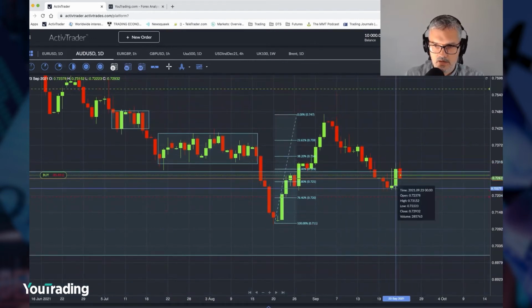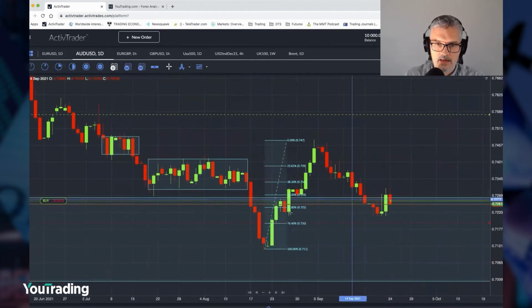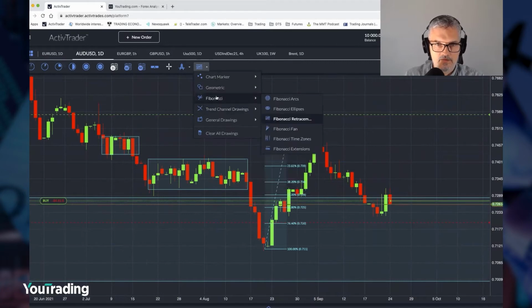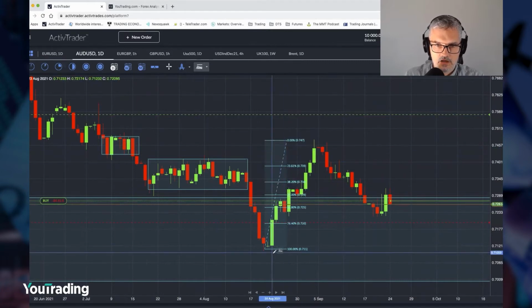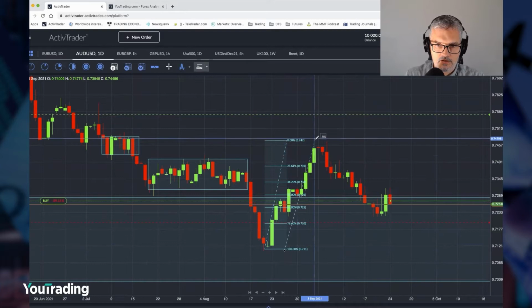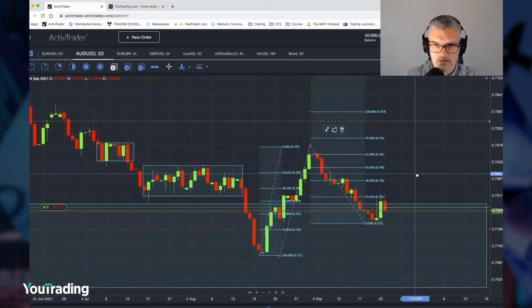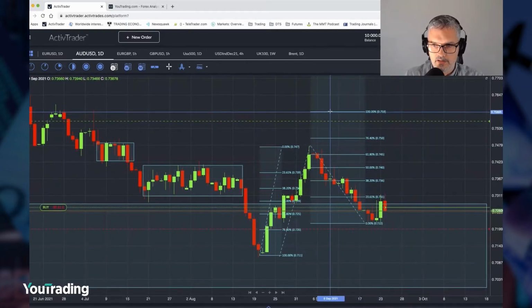If this is a swing low here, then we've had an A, B, C, and we just need a D now. So if you go to the Fibonacci extension, go from the bottom to the top to here, you see the measured move would be the 0.759, which is basically 0.76.